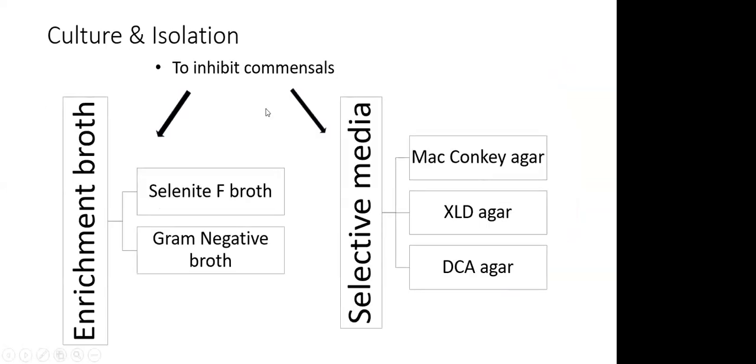The second step is culture and isolation. For fecal pathogens, we put the samples in enrichment broth and we use selective media, mainly to inhibit the commensal bacteria present in the feces. So here for Shigella, the enrichment broth we use is selenite F broth or gram-negative broth, and selective media are MacConkey agar, xylose lysine deoxycholate agar or deoxycholate citrate agar.